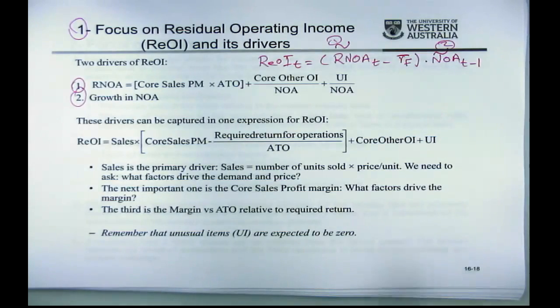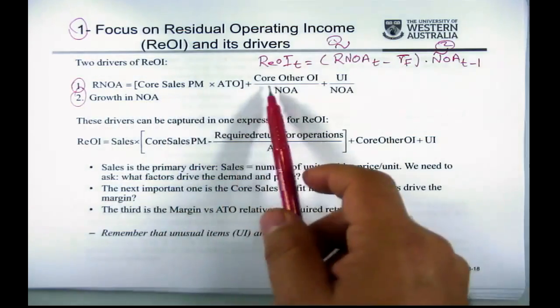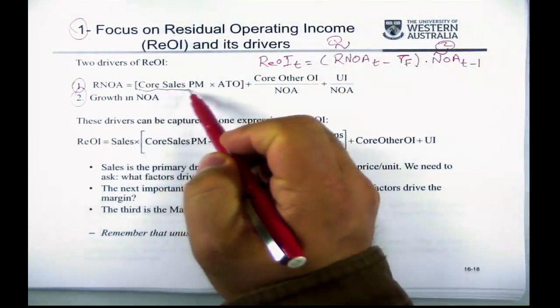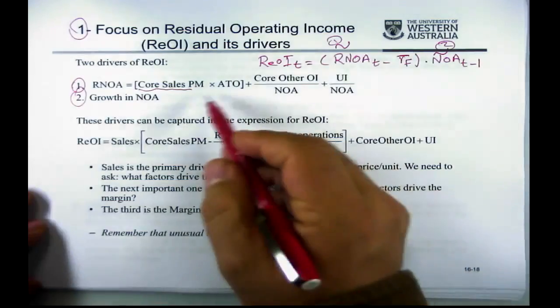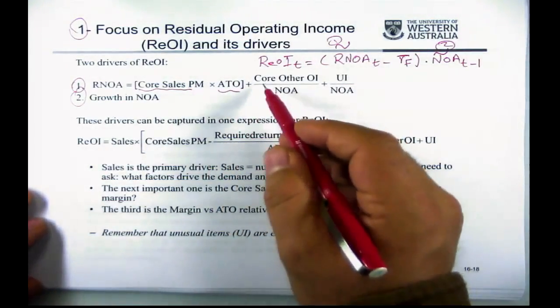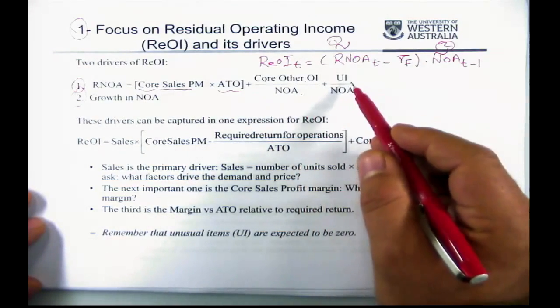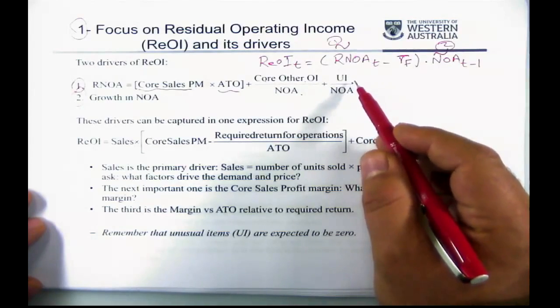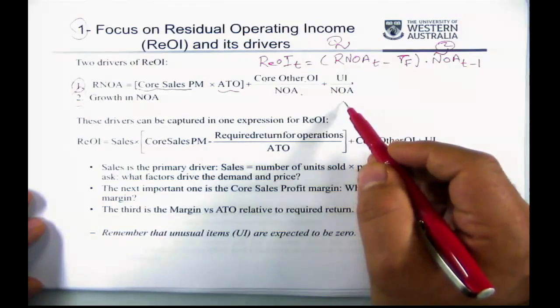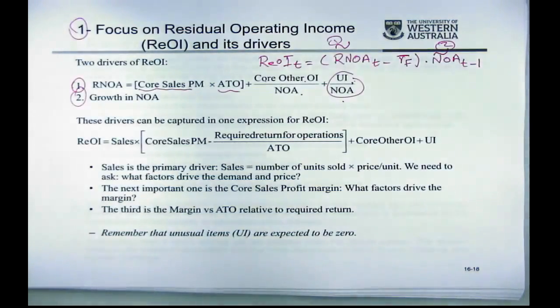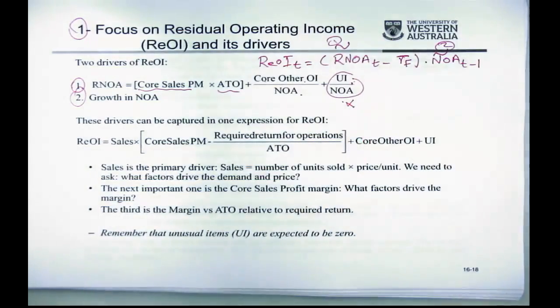The return on net operating assets is also driven by some other factors. So this is how the formula can be written. It is the product of the core sales profit margin times ATO plus the core other operating income relative to net operating assets plus this one, unusual items. UI is the unusual items relative to net operating assets. This one in the forecasting can be ignored. We can drop it from our consideration when we do forecasting.